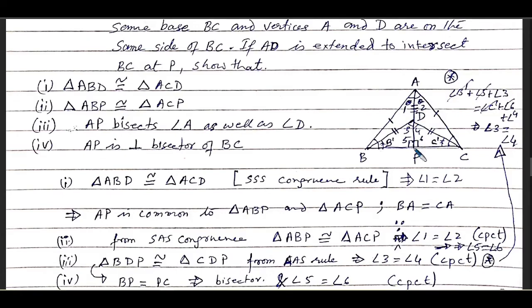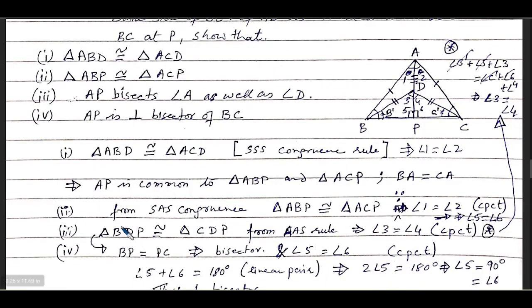This AP is a common to triangle ABP and triangle ACP, and also BA is equal to CA. So this is a common part, this is a common part. I have said angle 1 equal to angle 2 from here. So then again from side, angle, side, these two triangles are congruent. So we have proved the second one also.